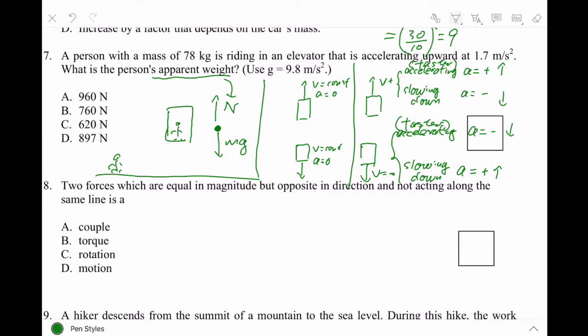Now, if you look at our question here, which case can you separate? A person is riding an elevator which is accelerating upward. So the acceleration is positive, accelerating upward. So we have this case. Can you see it? Once you determine this, I use the space down here. Your velocity is positive. Your acceleration is also positive.